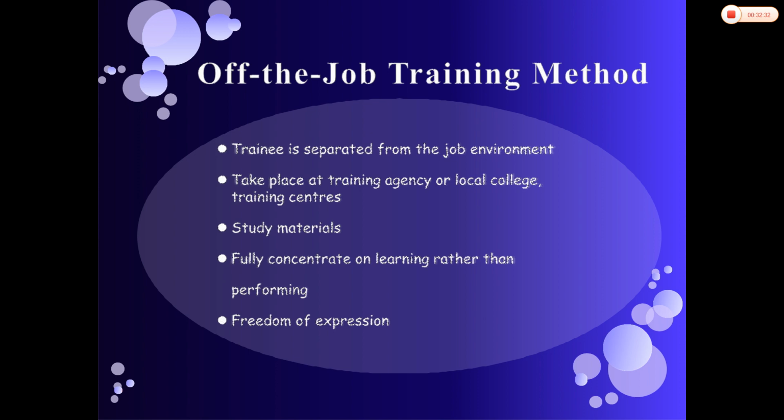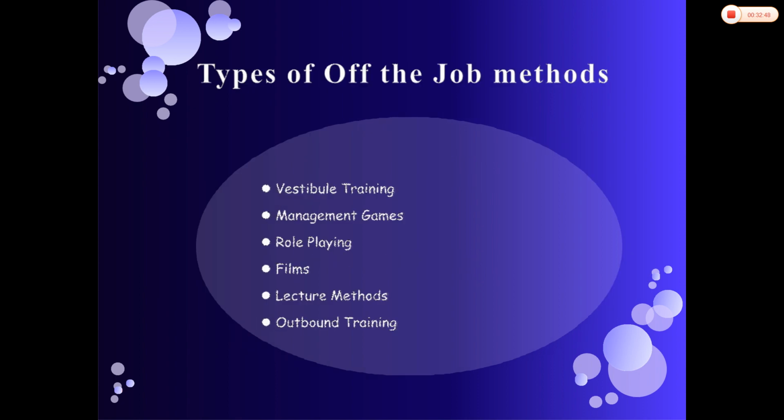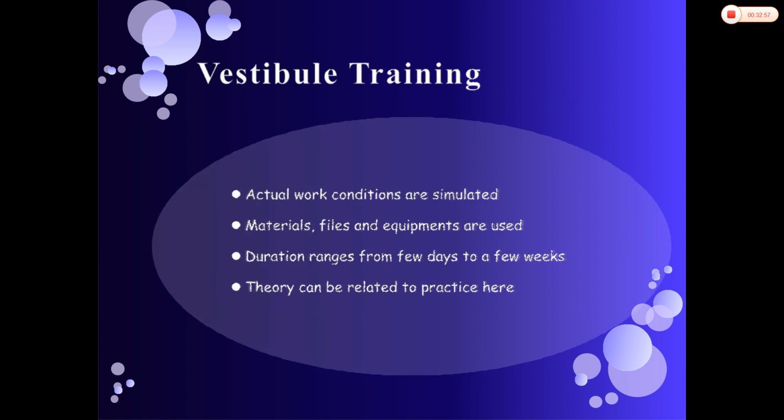Like that, a training college, training school or agency will be there, where you will be asked to come and sit and learn. Some study materials will be given to you, and there will be freedom of expression for you. This is called off the job training. The types of off the job methods are vestibule training, management games, role playing, films, lecture methods, and outbound training. Now I'll explain what vestibule training is. Actual work conditions are simulated here.